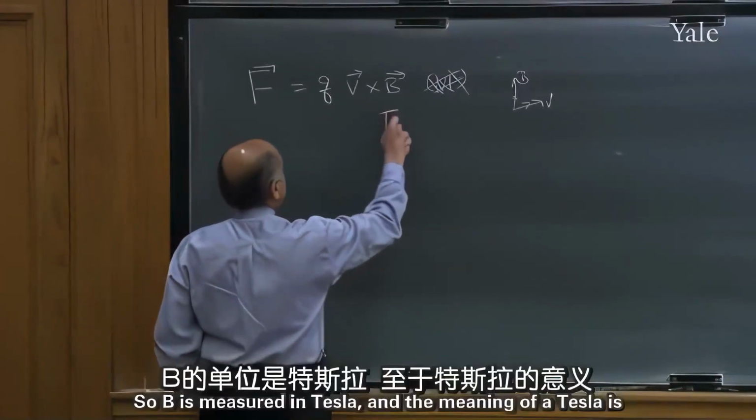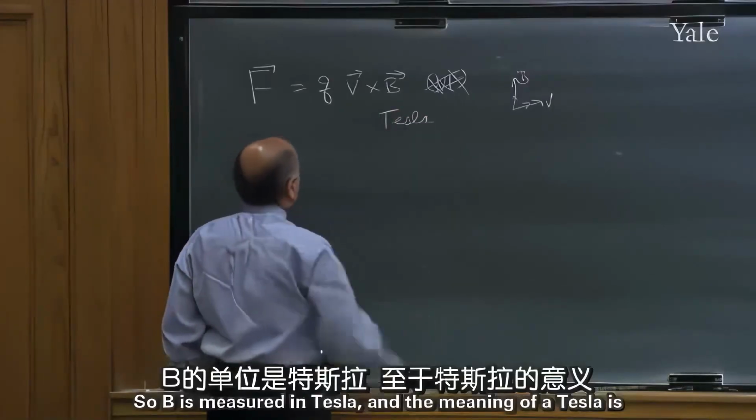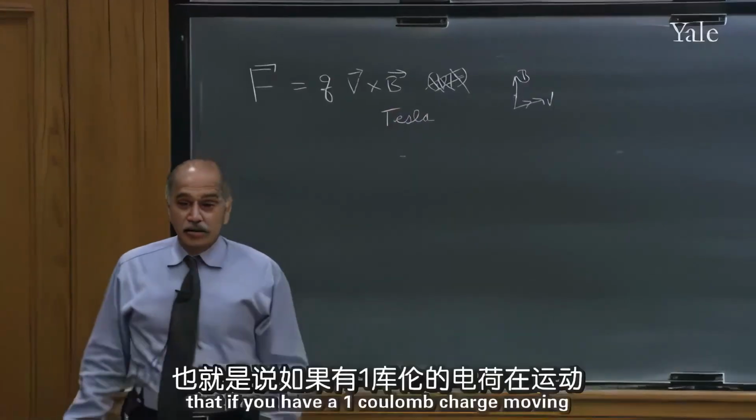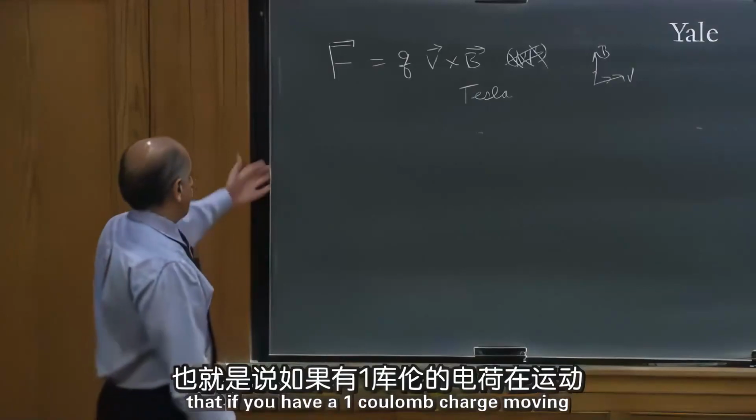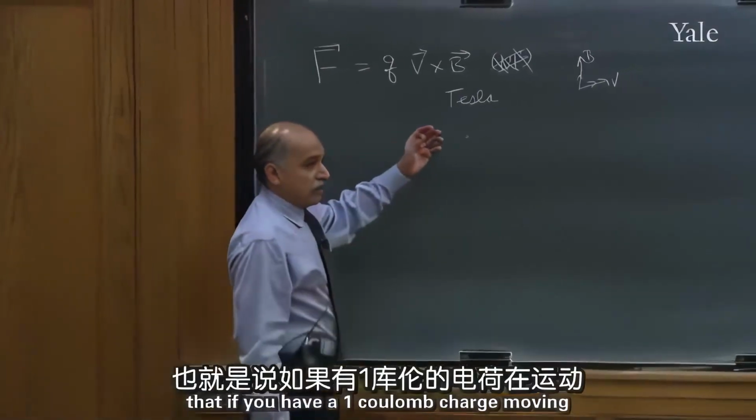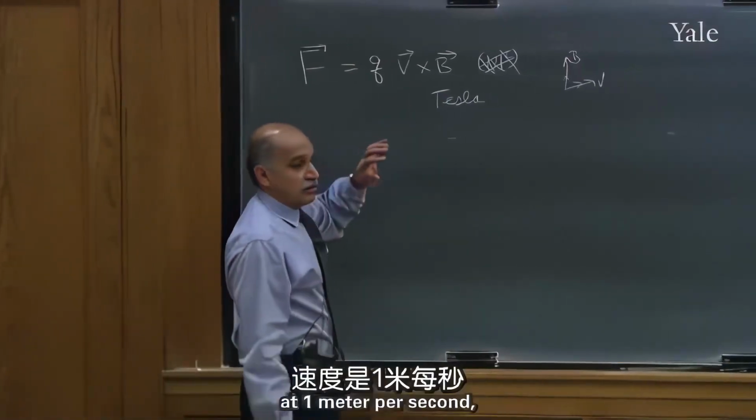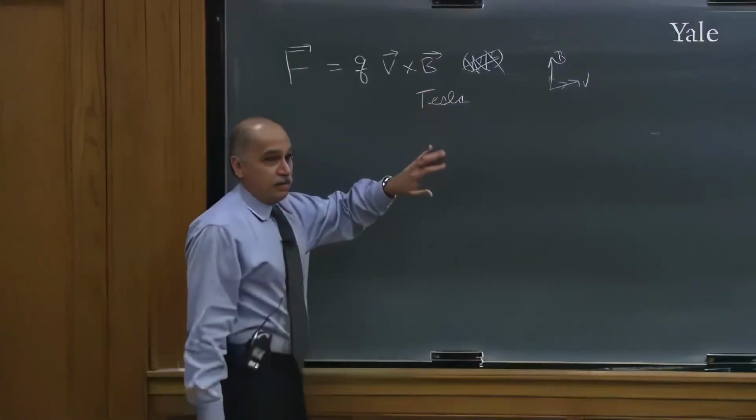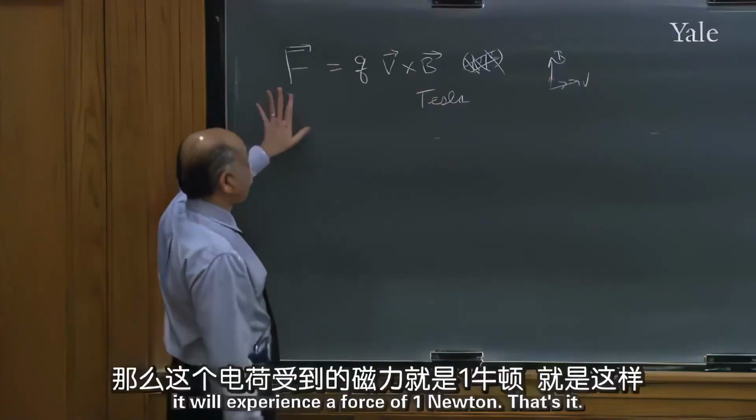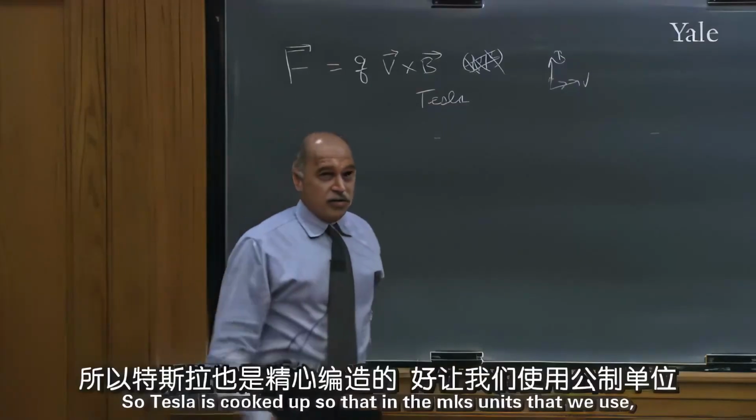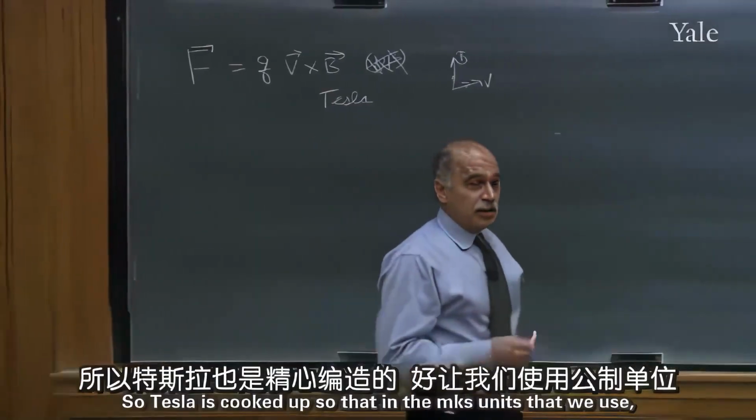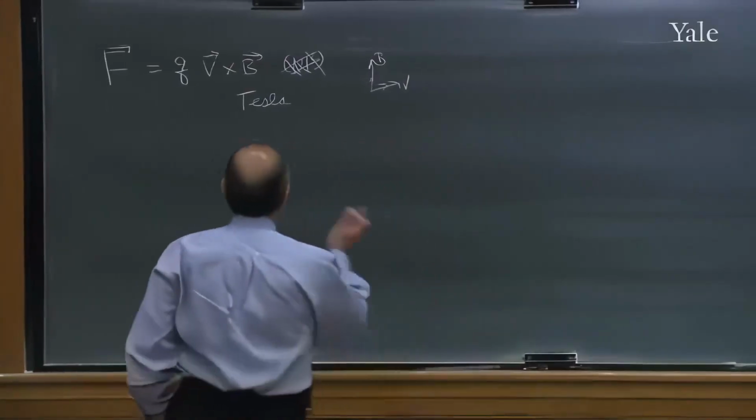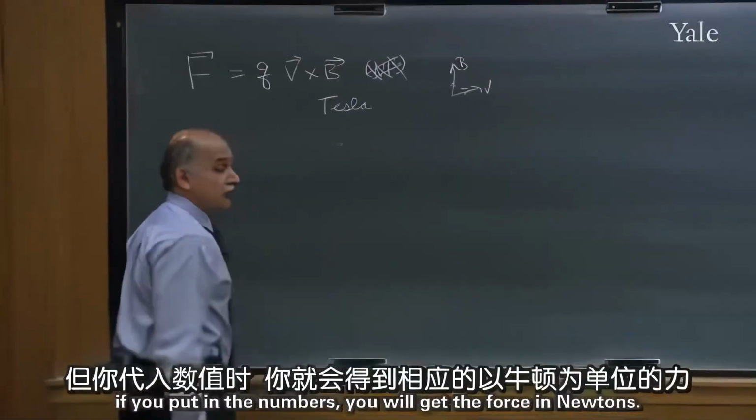Another thing is, I didn't tell you anything about units. So B is measured in Tesla. And the meaning of a Tesla is that if you have a 1 coulomb charge moving at 1 meter per second, perpendicular to a magnetic field B of 1 Tesla, it'll experience a force of 1 Newton. That's it. So Tesla is cooked up so that in the MKS units that we use, if you put in the numbers, you will get the force in newtons.